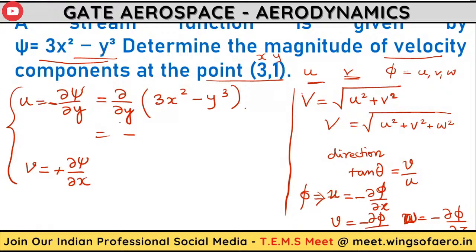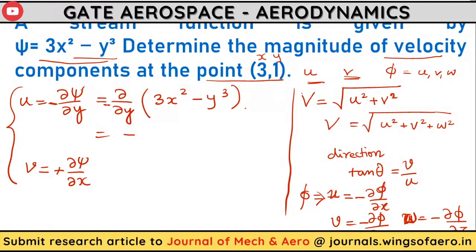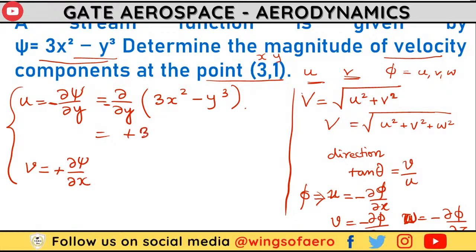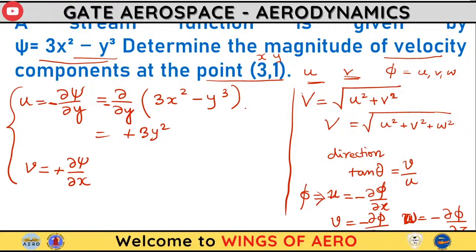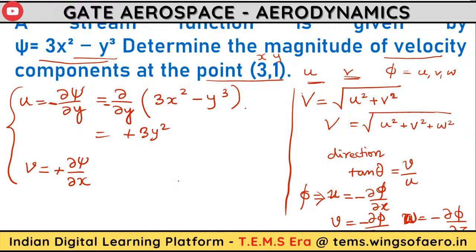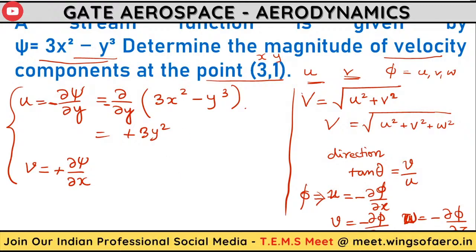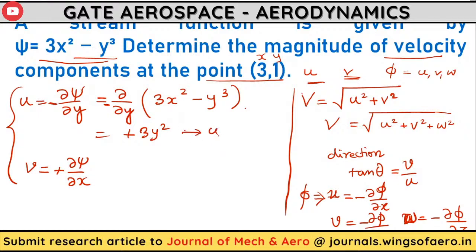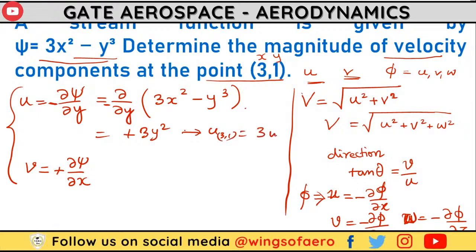All right. Now, if you solve this one, what will you get? If you solve the u, minus of this will become plus 3y square. Then 6x. It actually means V magnitude 6x. I have put the magnitude. Right. Now, after putting magnitude, u of 3 comma 1, we get 3 units.